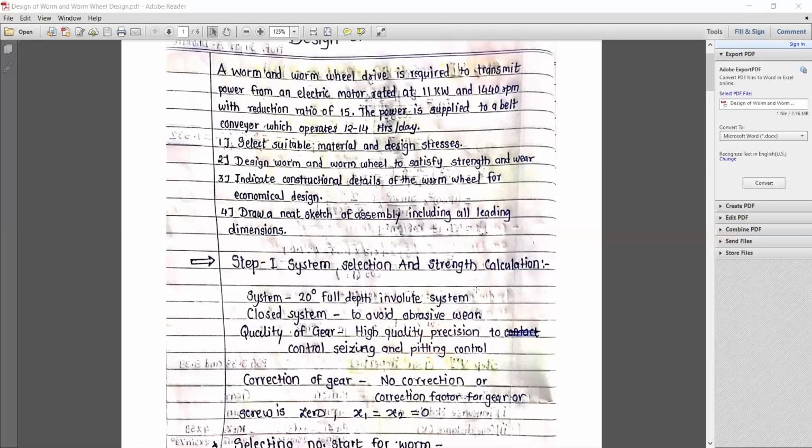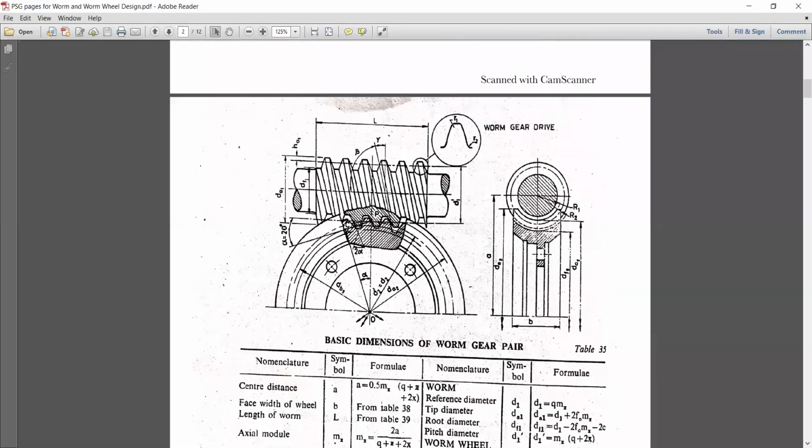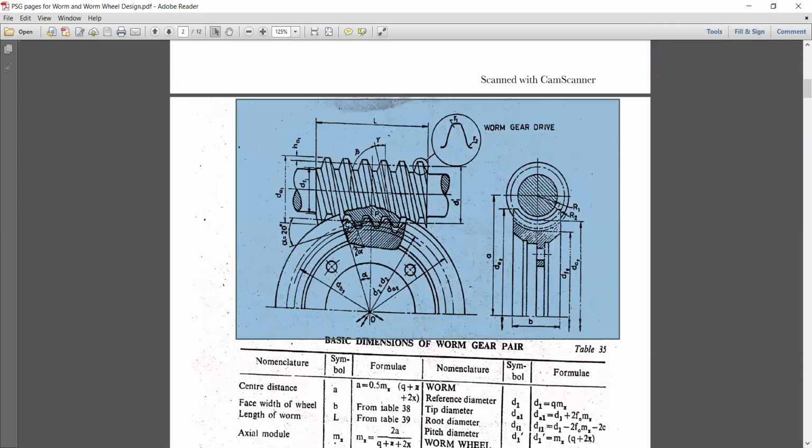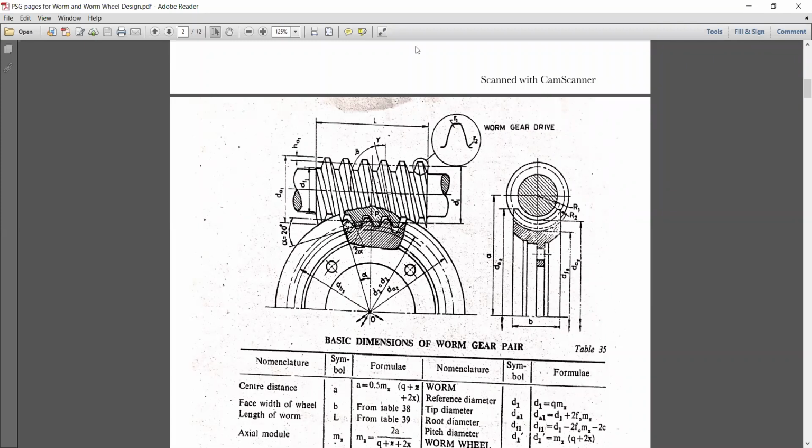From PSG, you can refer and draw an initial diagram. Yes, so this one you can directly draw, which can show the terminology as well as basic dimensions of the worm and worm gear pair. Okay, so now we will discuss the first steps, the different steps.